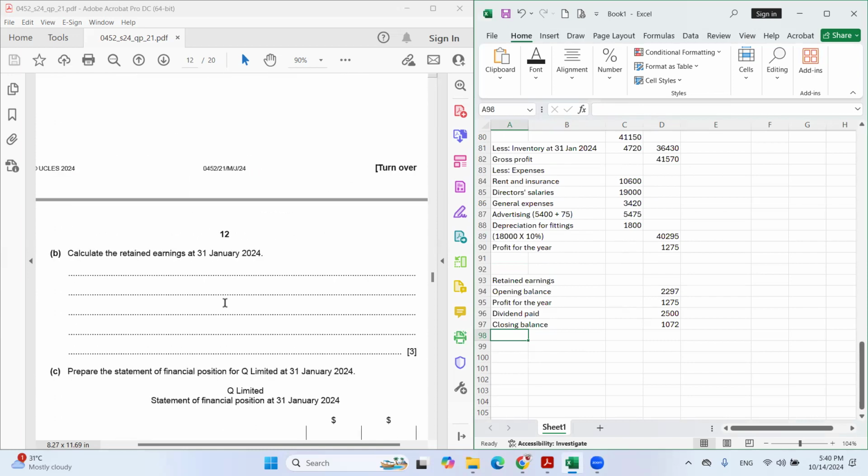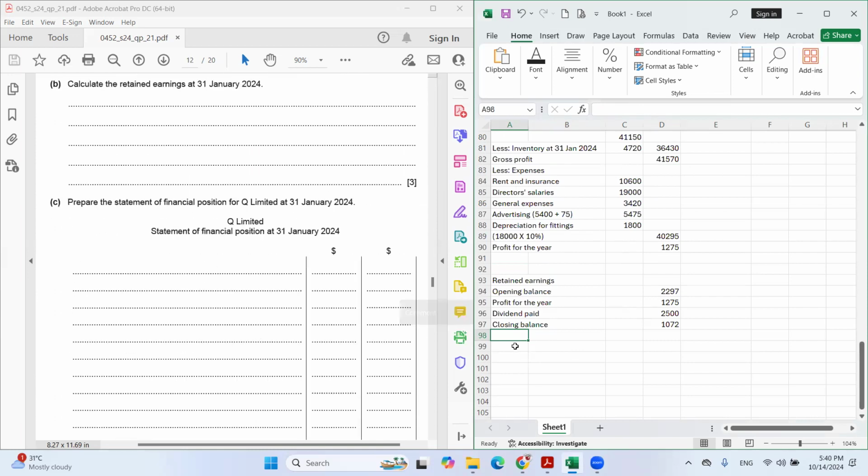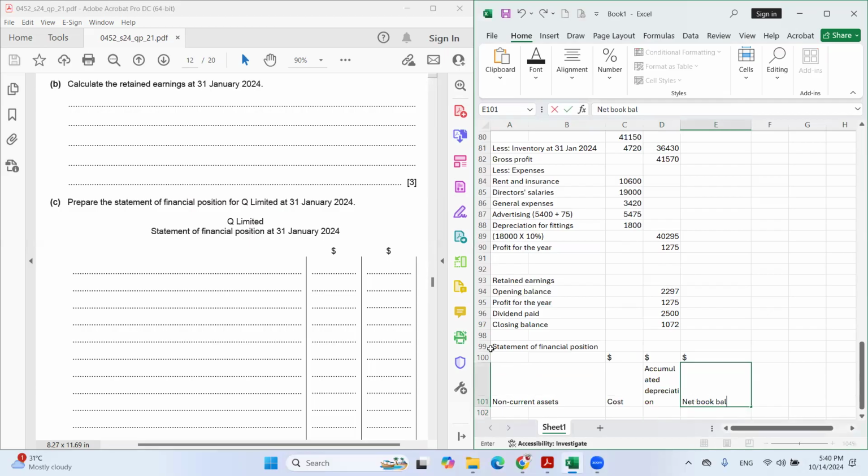Okay, the question asked to prepare the SOFP, Statement of Financial Position. So statement of financial position, if the information is complete for the non-current asset, then you have to put in 3 columns. So the non-current asset. So we have the cost column, accumulated depreciation column, and then we have the net book value column.